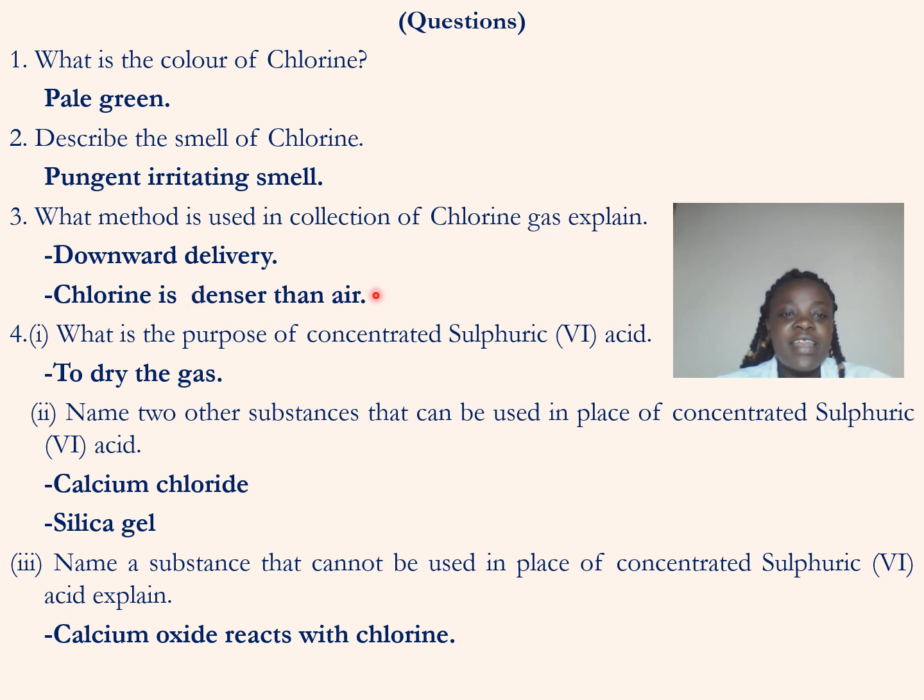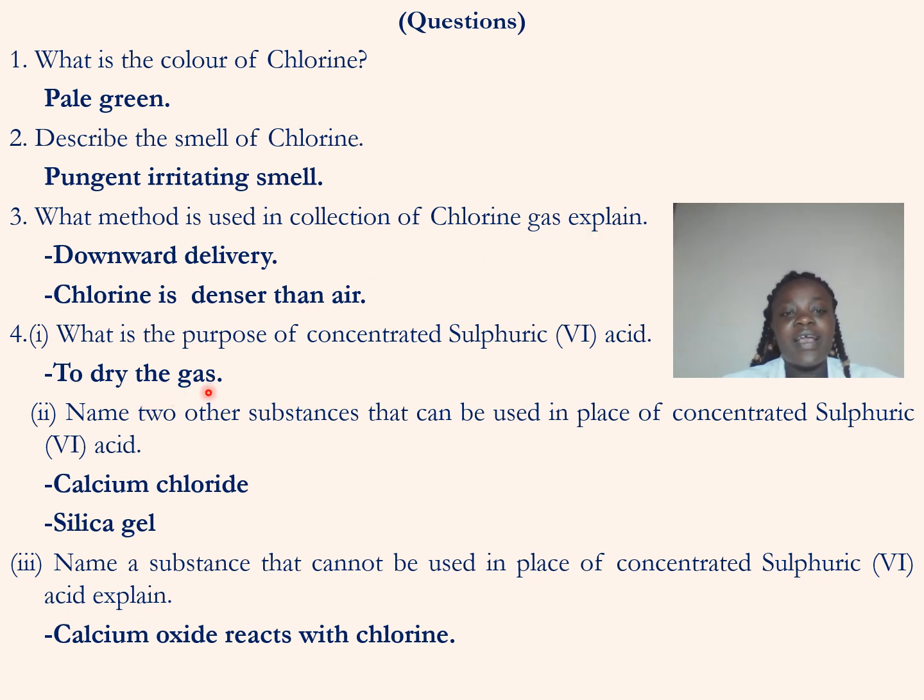Okay. Then the method used in collection of chlorine gas, we say it is downward delivery method or the upward displacement of air. You are asked to give a reason or to explain. You say that chlorine is denser than air. So the reason we use downward delivery or upward displacement of air is if a gas is denser than air. So chlorine is collected by downward delivery method.